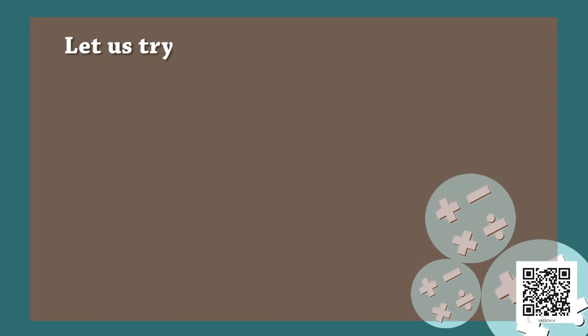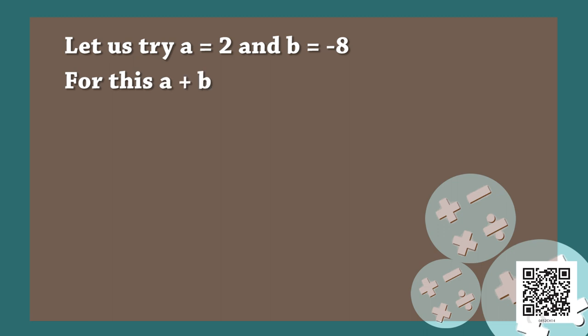Then A into B is equal to 16 into minus 1, that is equal to minus 16, okay, but A plus B, that is 16 plus minus 1, is equal to 15, which is not right. So, let us try A is equal to 2 and B is equal to minus 8. For this, A into B is equal to minus 16, but A plus B is equal to 2 plus minus 8, that is minus 6, which is again not equal to plus 6. Therefore, this choice is also not right.